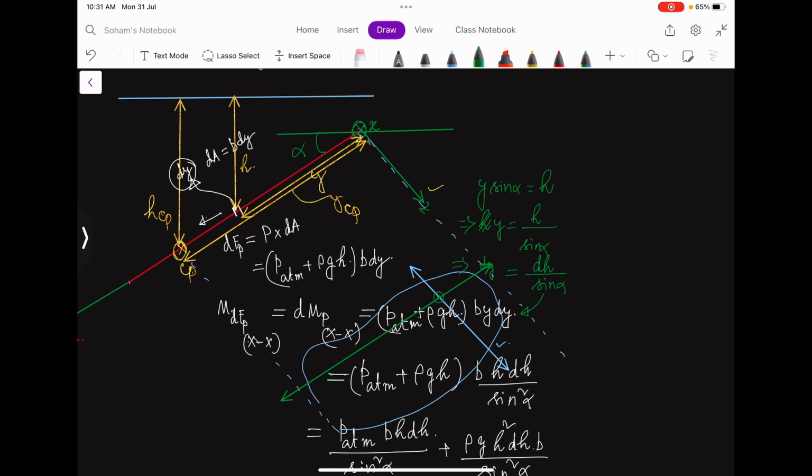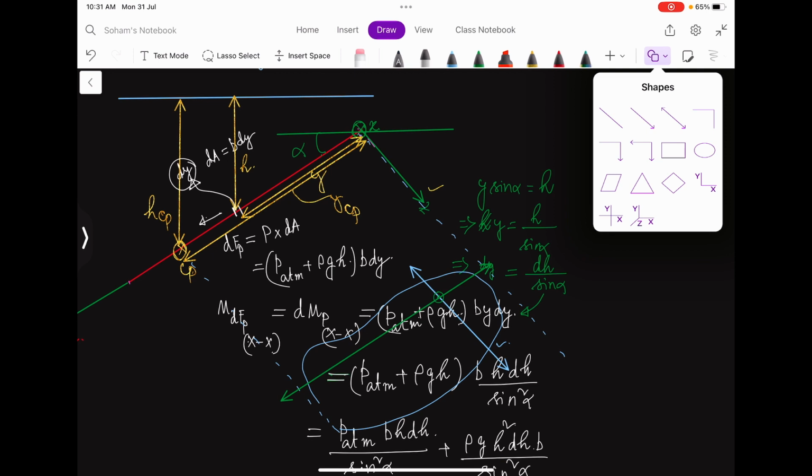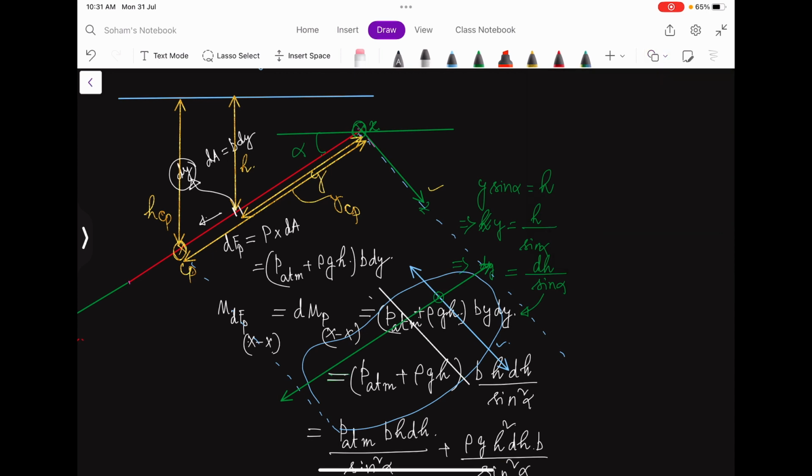So now if I have considered an elemental area like this, the force must act through this point actually. This point is xcp, and because this direction I have shown x, that is why I have taken it as xcp.